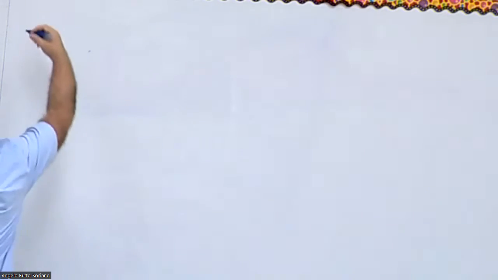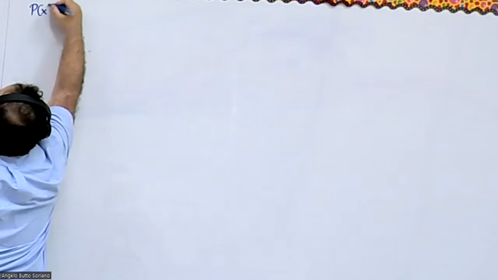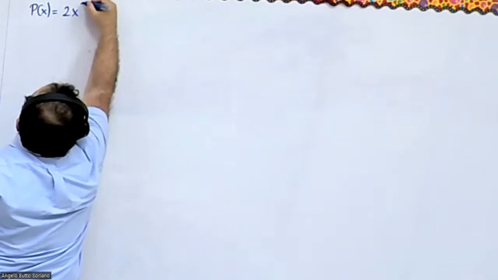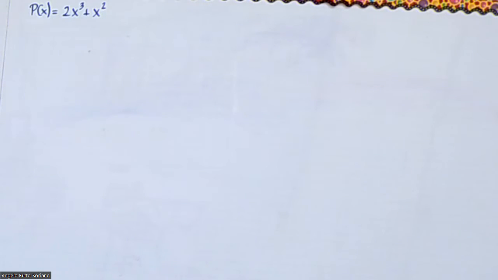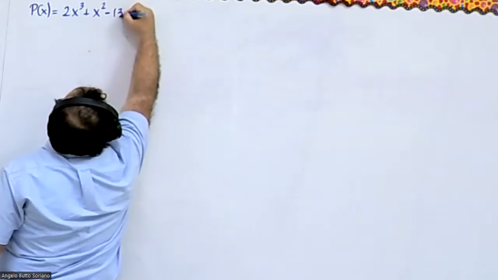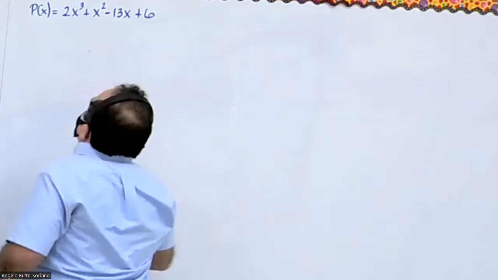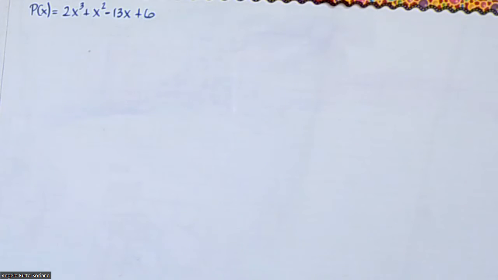Let's try the second example. In the second example, we have the same instructions, right? P(x) equals 2x cubed plus x squared minus 13x plus 6. All right? This is going to be the second example.